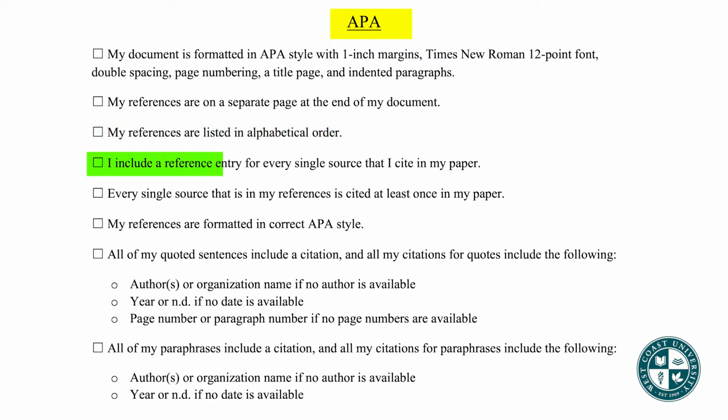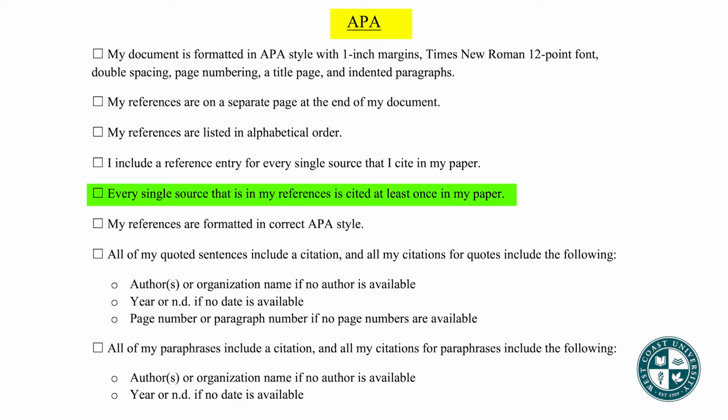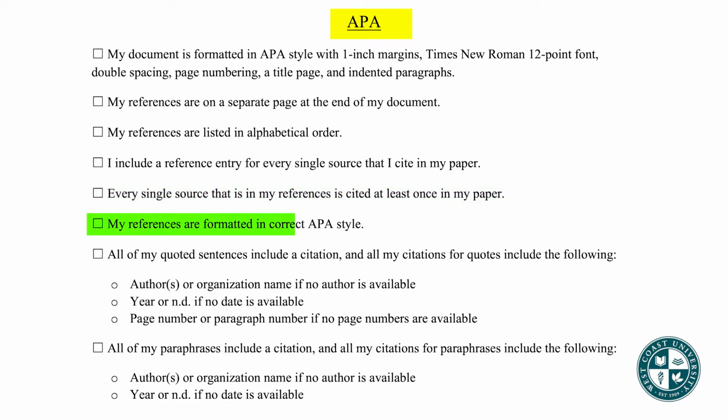I include a reference entry for every single source that I cite in the paper. And every single source that is in my references is cited at least once in my paper. My references are formatted in correct APA style.